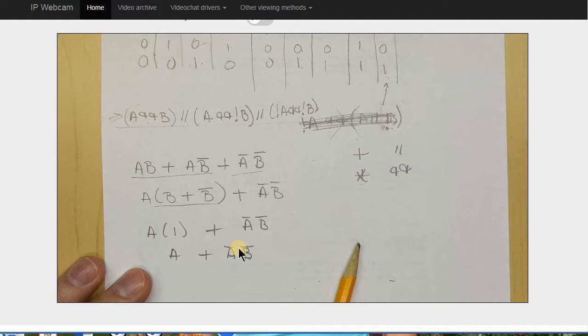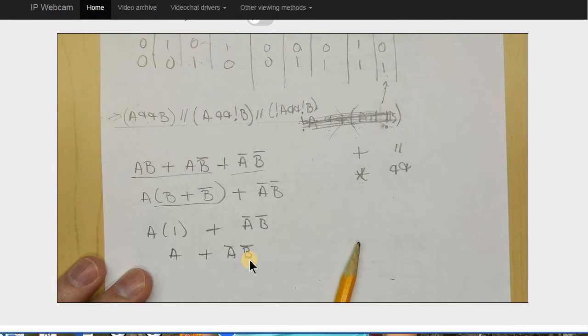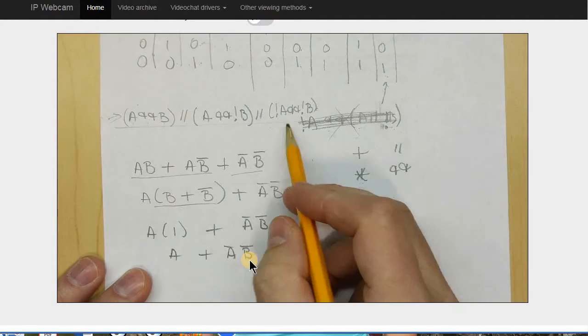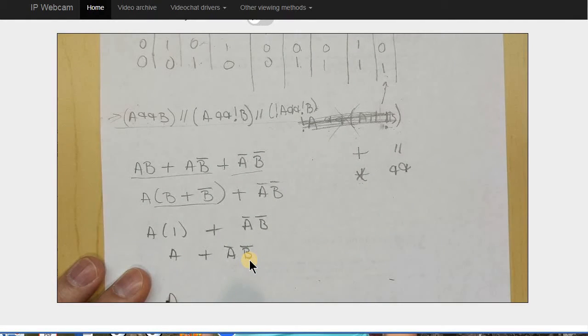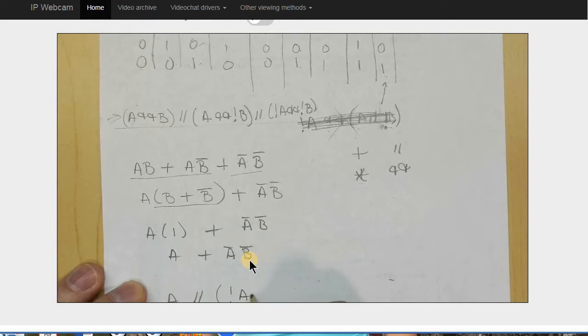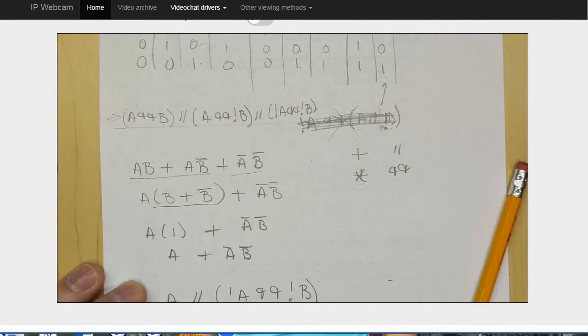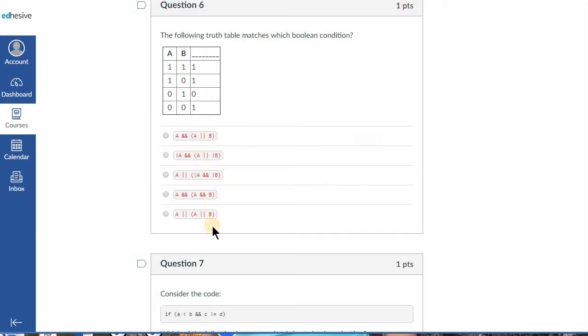Let me convert this now to computer logic, and you're just going to do what we did up here but backwards. So it's going to be a, and an and is an or statement, and then it's going to be a not b not. So let's see, I think that matches one of them. Yeah, right here. Right there. So I'm going to assume that that's going to be my answer.